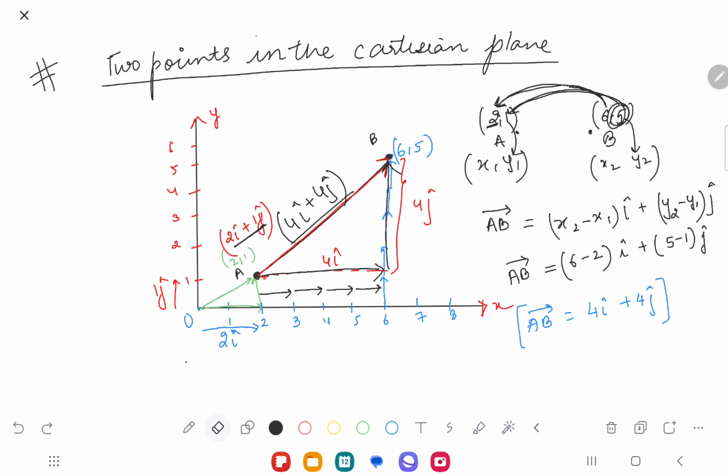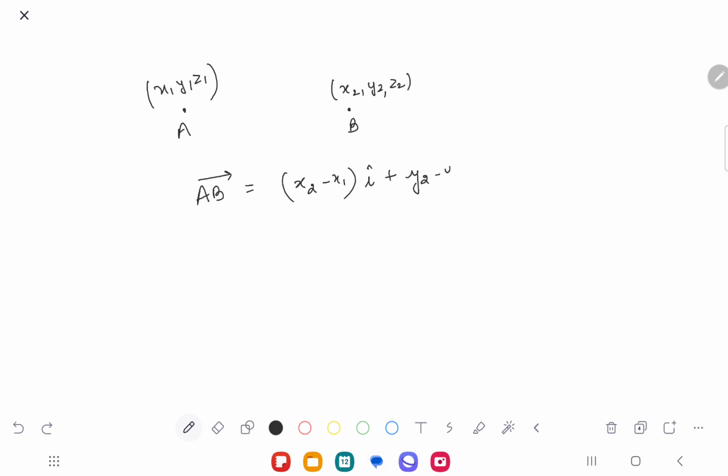Any doubts in this? So whenever you're given 2 points, like suppose I am given a point A and that point is x1, y1, z1, obviously it can be there. And there is another point B in the Cartesian plane x2, y2, z2. So my AB vector shall be what? My AB vector shall be x2 minus x1 i cap plus y2 minus y1 j cap plus z2 minus z1 k cap. Alright? So this is how you make the vector when 2 points are given to you. Understood or not? Yes, ma'am.